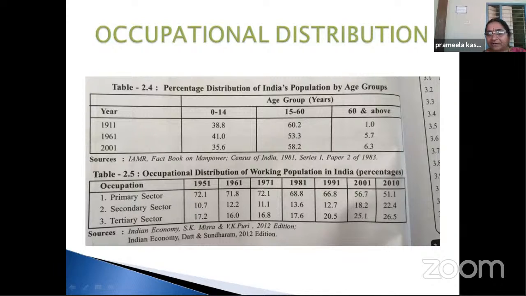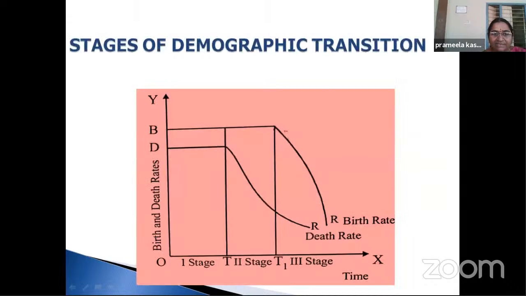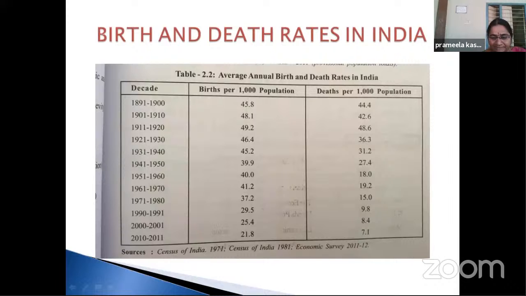So the development and productive capacity of the economy mainly depend on the productive age group. If the share of this age group in the total population is high, it contributes to the productive capacity of the economy. In the Indian economy in 2001, 58.2% of the population contributed to the productivity of the economy. So this is about the percentage distribution of India's population by age group. This is regarding the demographic features of the Indian population. In demographic features, we know about the world population, after that India's population, and after that birth and death rates in the Indian economy.